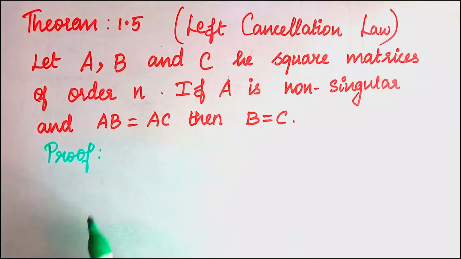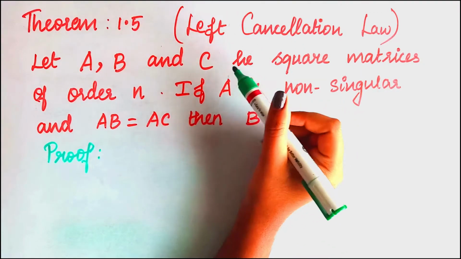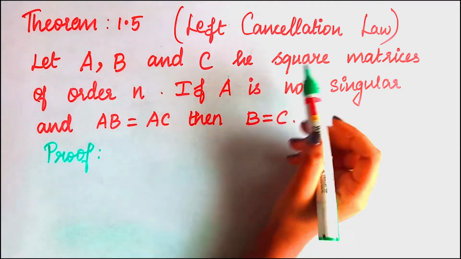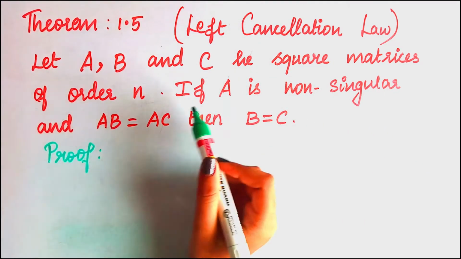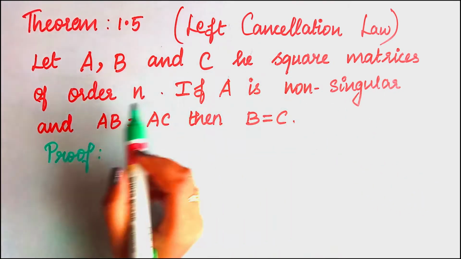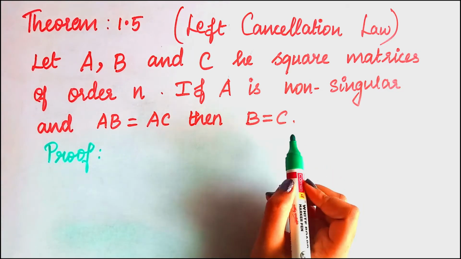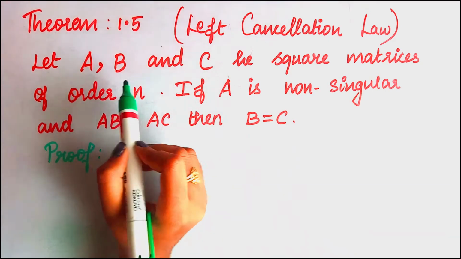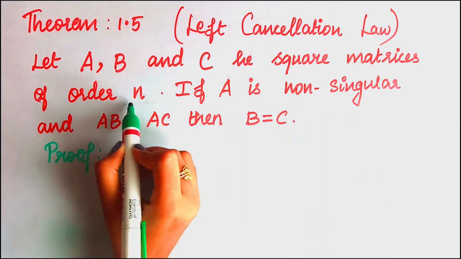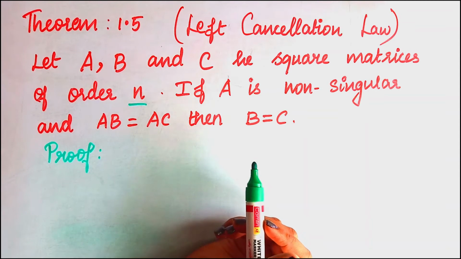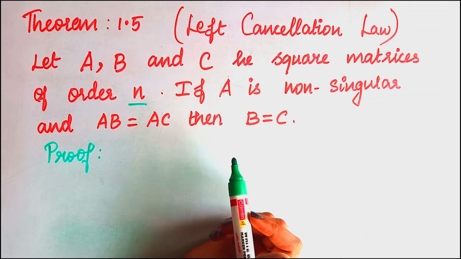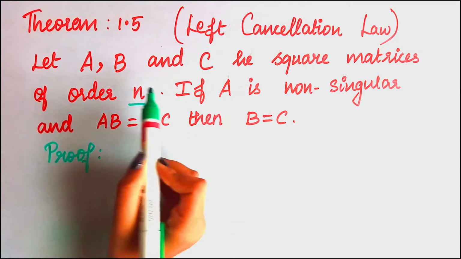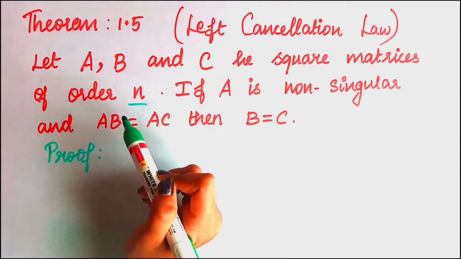Theorem 1.5, which is otherwise called the left cancellation law. Let A, B and C be square matrices of order n. If A is non-singular and AB is equal to AC, then B equals C. First, they have given that A, B and C are square matrices of order n, which means it can be 2 cross 2, 3 cross 3 or 4 cross 4 matrices, and they don't say which in particular, so they have said the matrix is of order n.